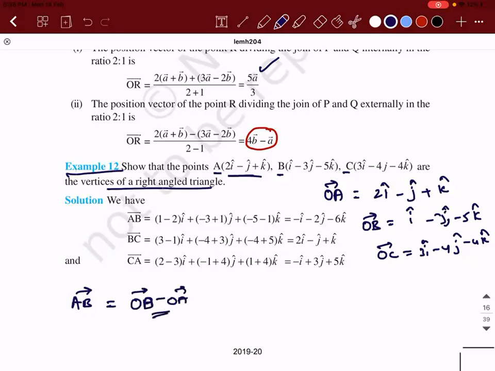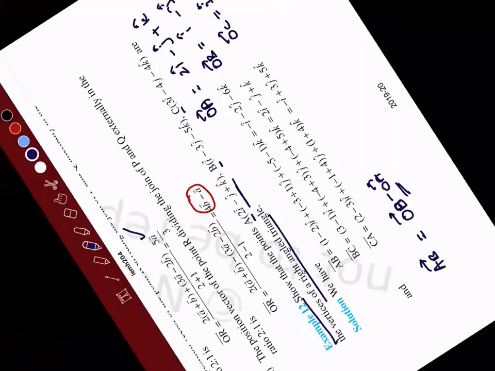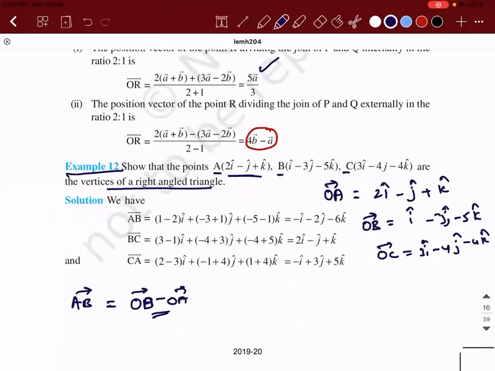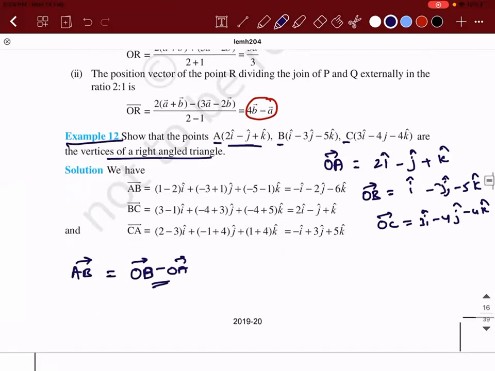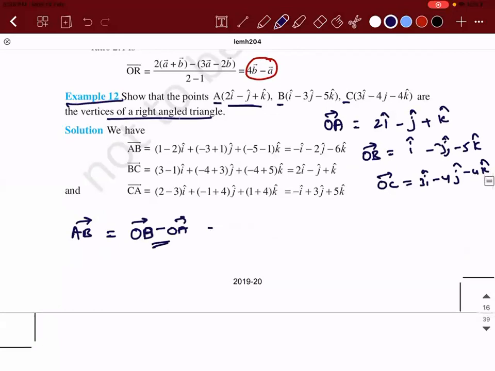So for you to prove something is a right angle triangle, what are we supposed to do? Sir, Pythagoras theorem. Very good. So when I find AB vector, it is OB vector minus OA vector. So minus i cap, 3 add. So minus 3 plus 1, minus 2j cap, minus 6k cap.